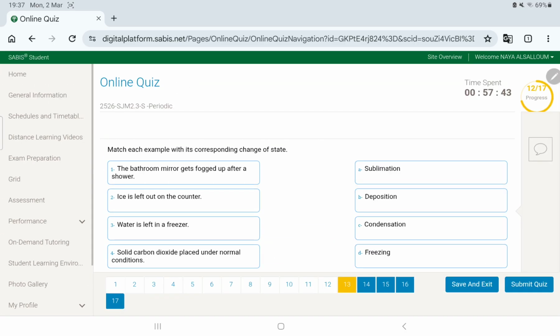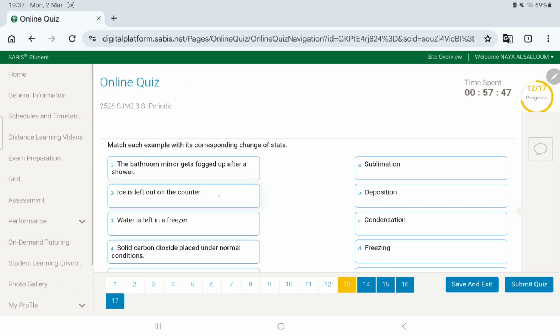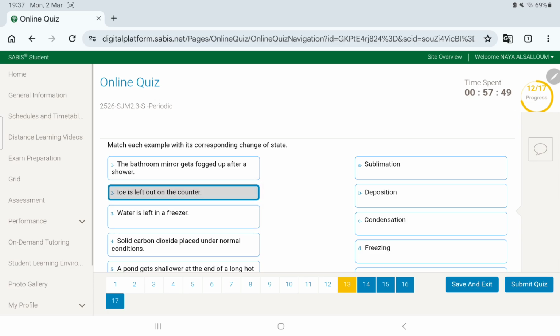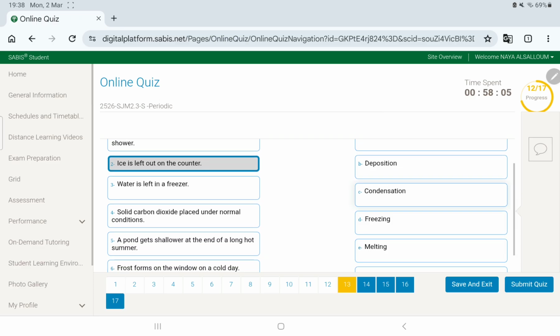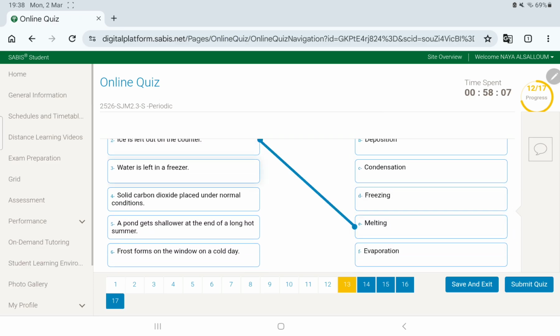The bathroom mirror. Actually, no, let's just start with the easier ones, guys. Ice is left on the counter. Guys, obviously, when you're gonna leave ice on the counter, what do you expect to happen to the ice cube? Eventually, it's going to melt into liquid water. So, when you leave something outside for a long time, it's going to melt.